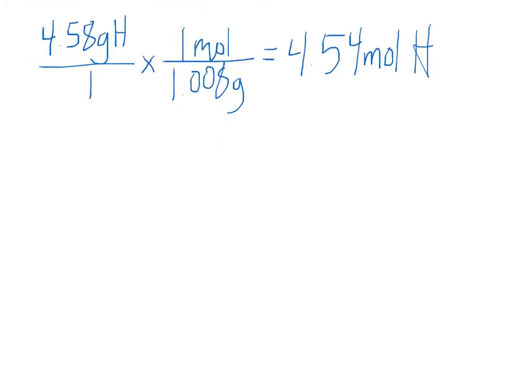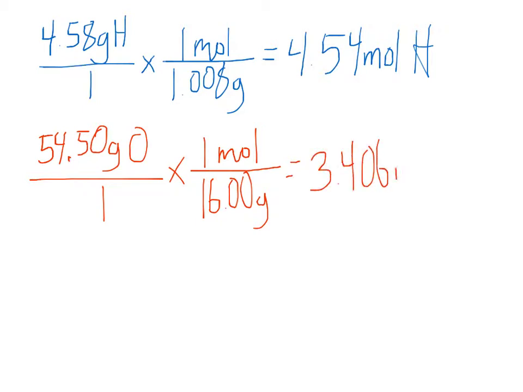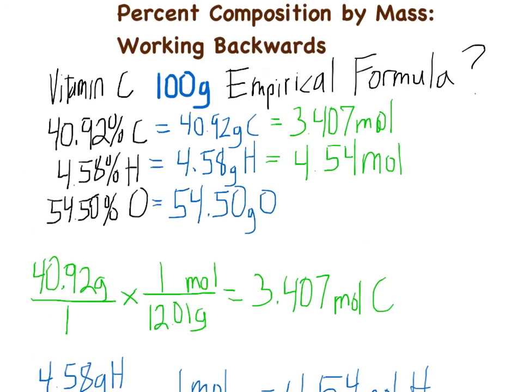Alright, oxygen, it's red. So oxygen we had 54.50 grams of oxygen. Dimensional analysis, 1 mole of oxygen, there are 16.00 grams, and that equals 3.406 moles of oxygen. Alright, going back up.